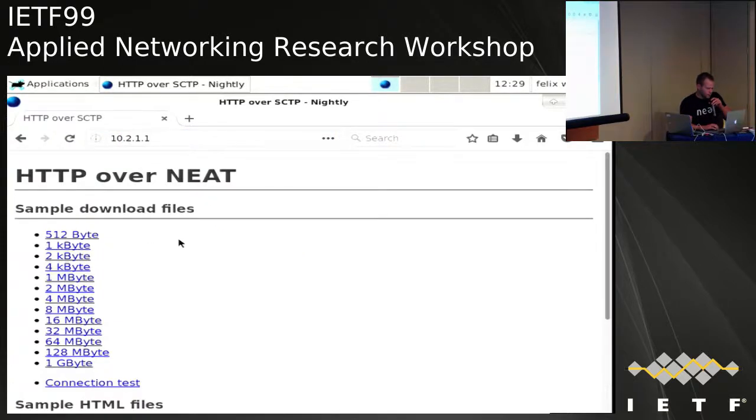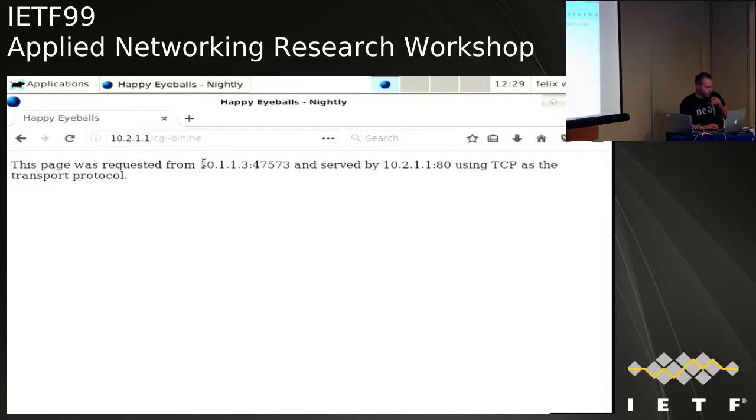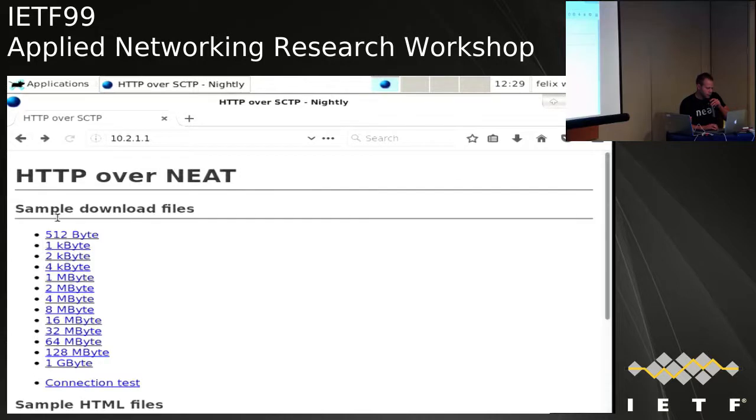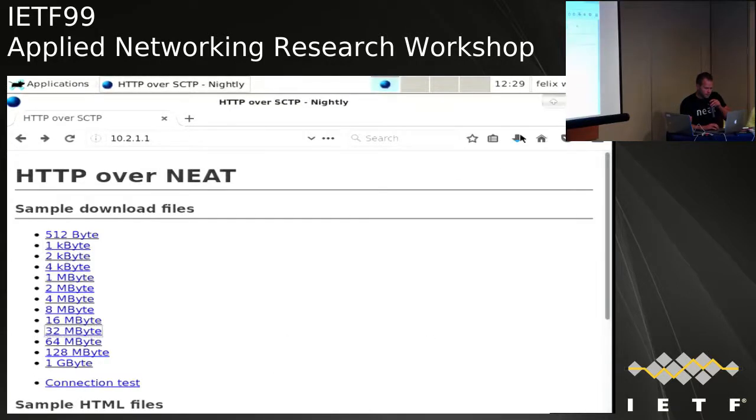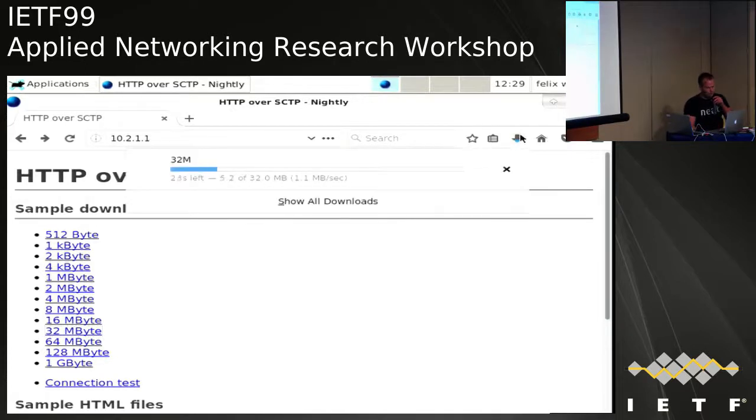So there's our HTTP over Neat. And if we check the connection, it says, okay, this website has been requested by this IP address, and it is using TCP. And if we start a file download, as expected, 1.1 megabyte per second, which is roughly 10 megabits. And it takes some time. I will stop it here.